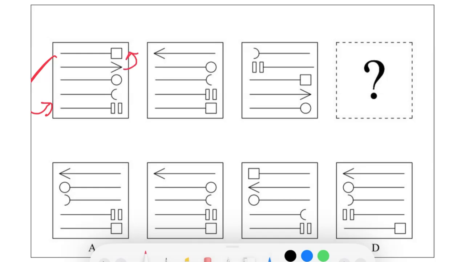Okay, let's see where the circle is moving. So circle is also going one step above. This is also going one step above. This is also going one step above. Let's see whether it is following the same pattern in the next diagram or not.